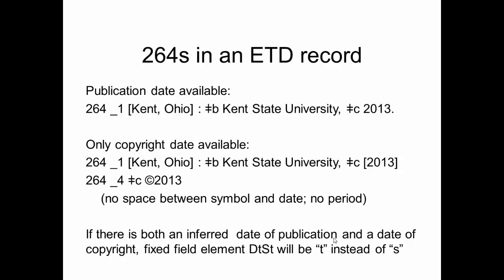Here are two examples of common publishing situations among ETDs and other resources I have cataloged. The first is where a publication date is provided. The second situation is where no explicit date of publication is provided, but a copyright date is provided.